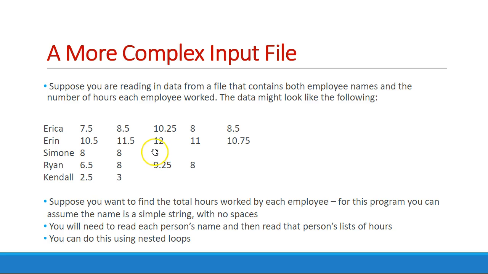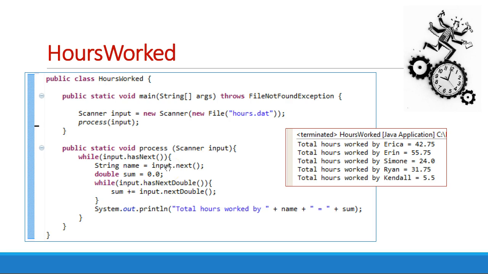You're actually going to have to check. So we've got a loop here that looks kind of like a sentinel loop. We're checking to see whether the input has a next item. And if it does have a next item, then we're going to go ahead and get the input. We start the sum at 0, and then we do a while loop here while there is a next double.